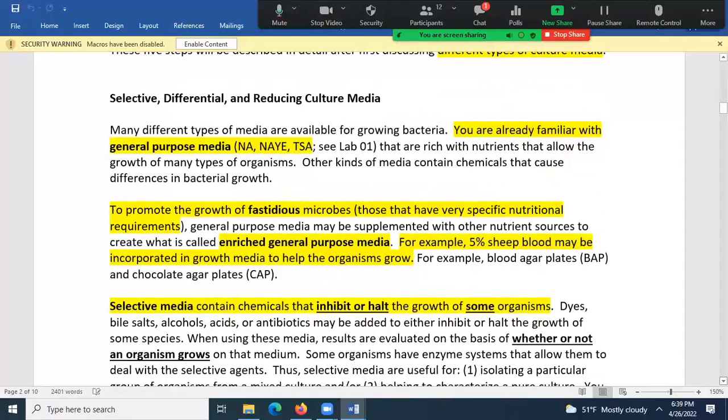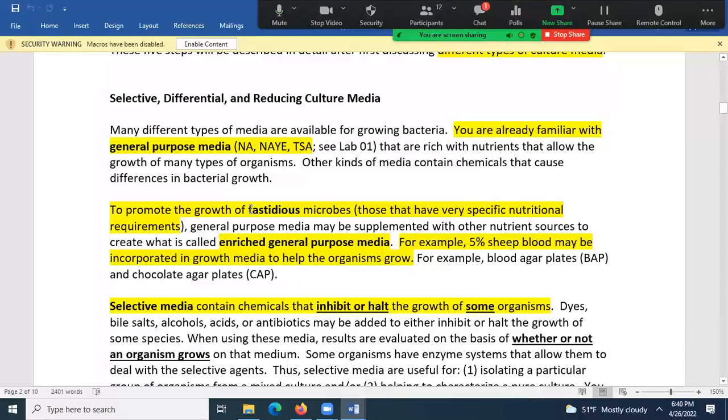You're already familiar with general purpose media. That would be like nutrient agar, NA, or nutrient agar with yeast extract, or tryptic soy agar, TSA. These are general purpose media that are cheap, and we use them to grow a lot of microorganisms. They supply the nutrients for many organisms to grow, but not all organisms can grow on a general purpose media. A fastidious microbe will not grow on a general purpose media.